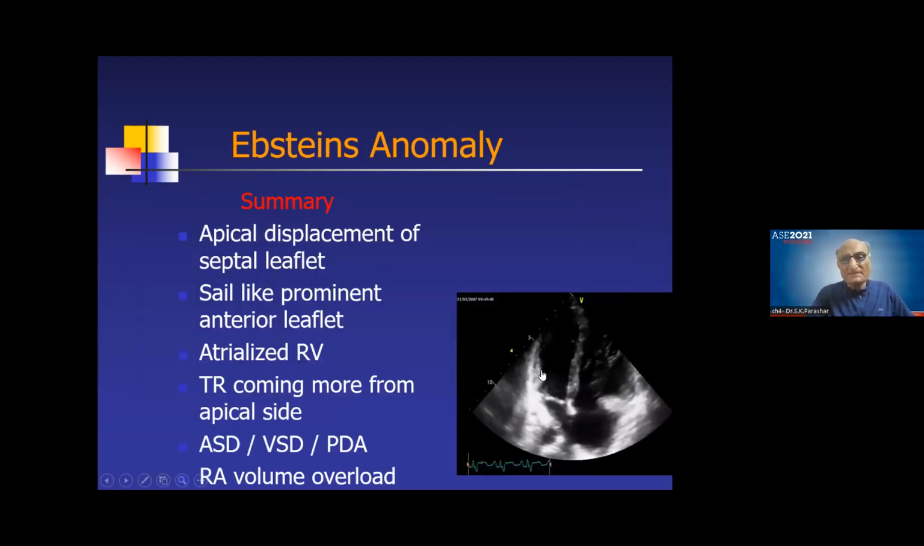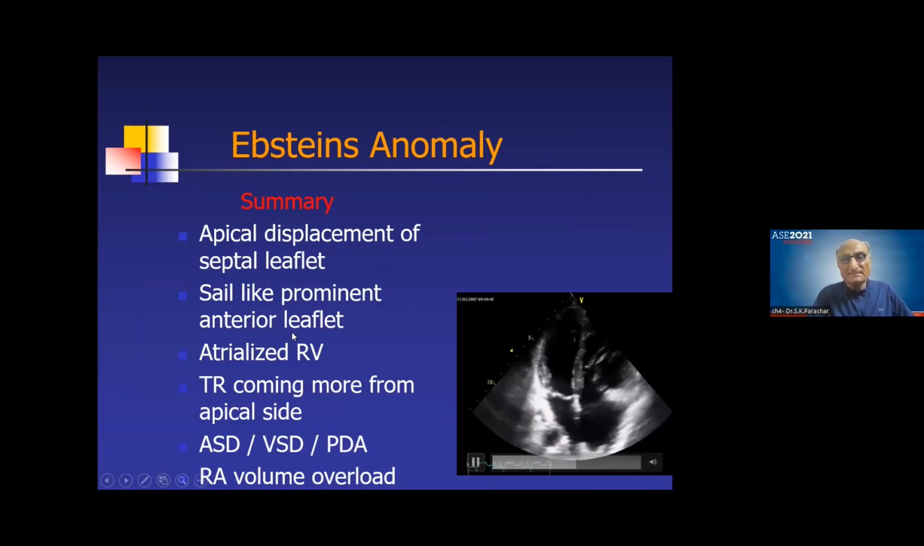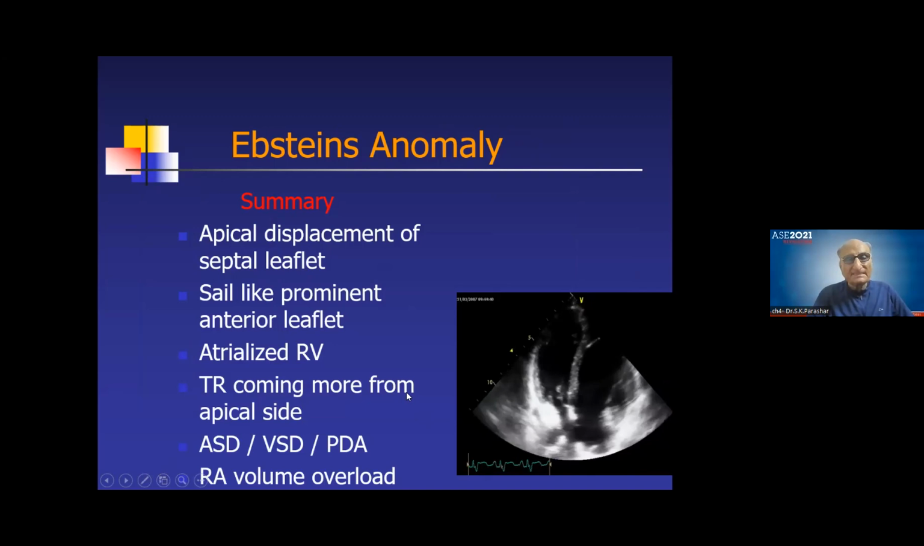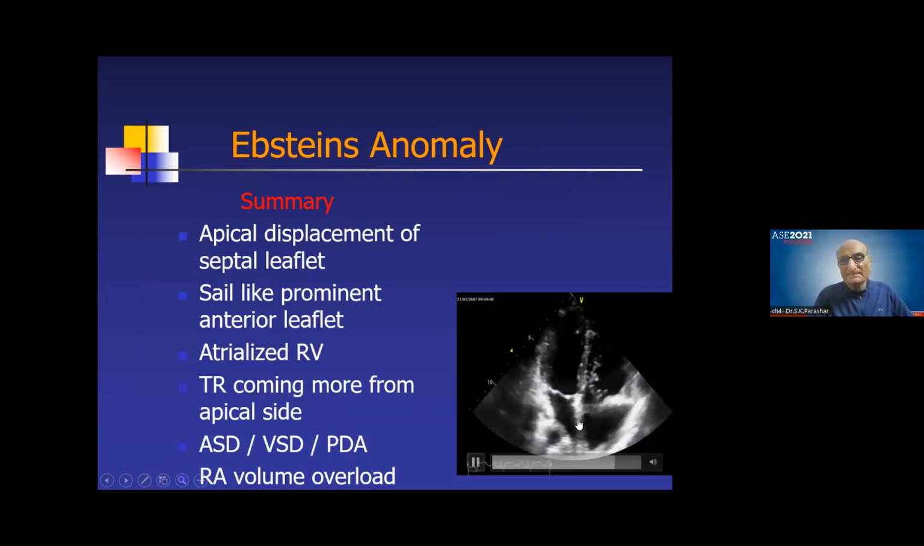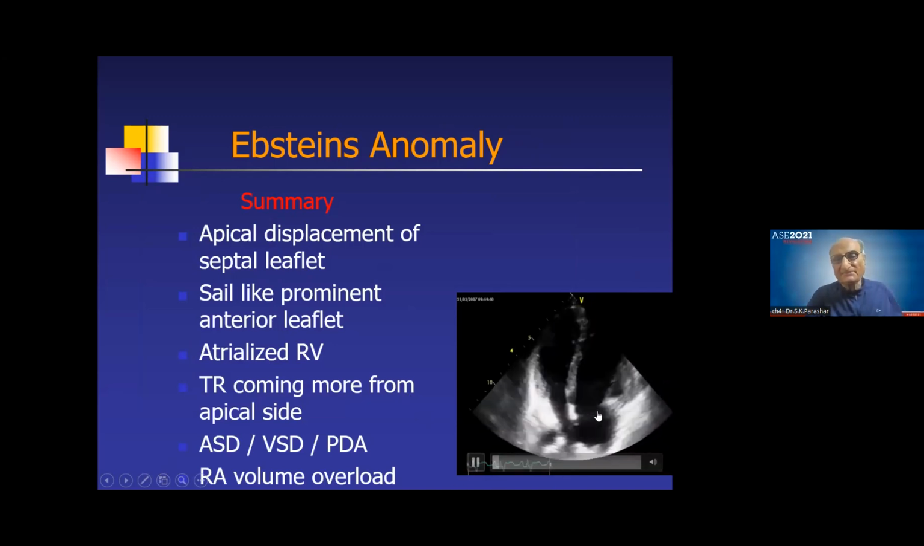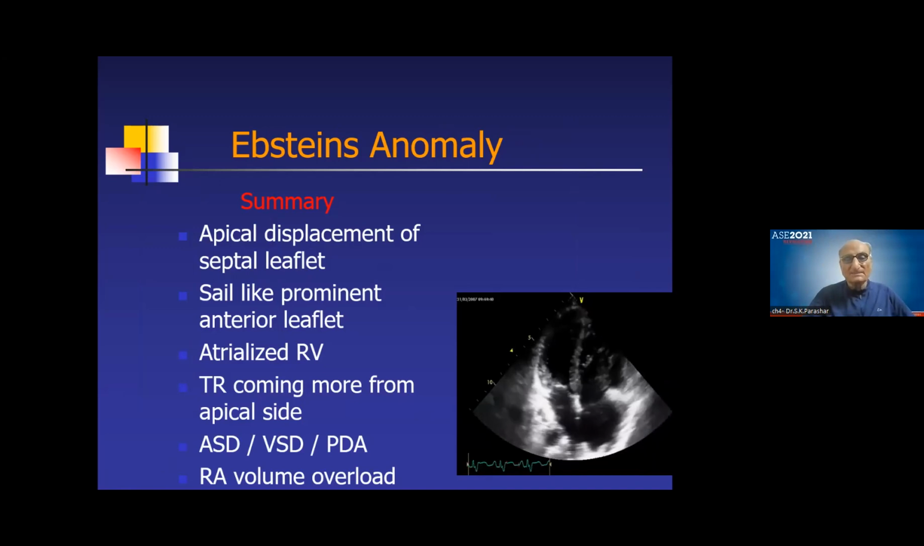So apical displacement of the septal leaflet, sail-like prominent anterior leaflet, atrialized right ventricle, TR coming from the apical side, ASD, VSD, PDA, all what we have seen, and the increase in the RA. That is why they say that whenever you see a small child or infant born with a huge cardiomegaly, think of Ebstein's anomaly, which is mainly formed by the two portions of the atria.